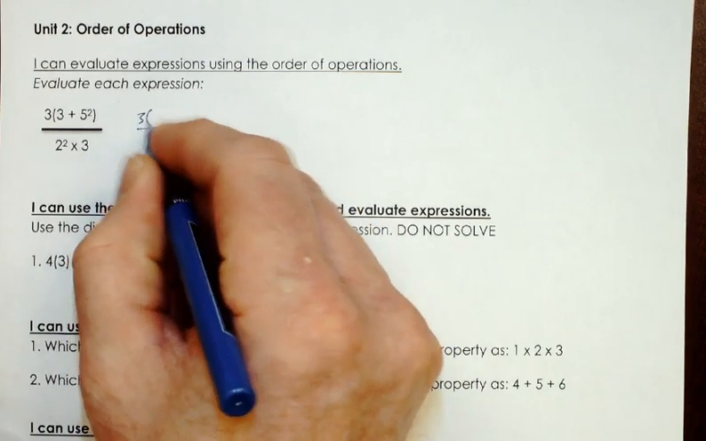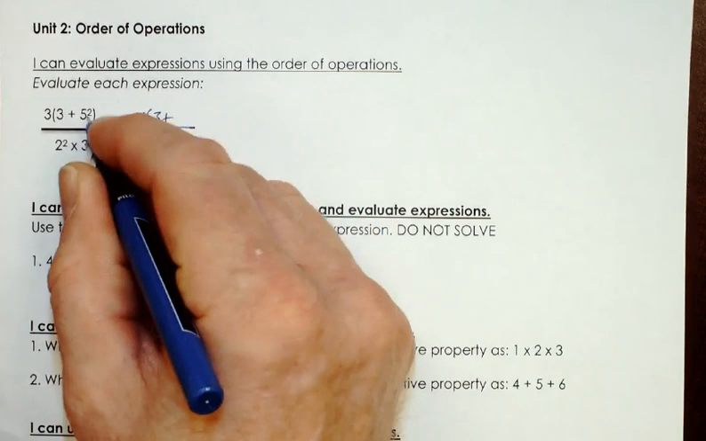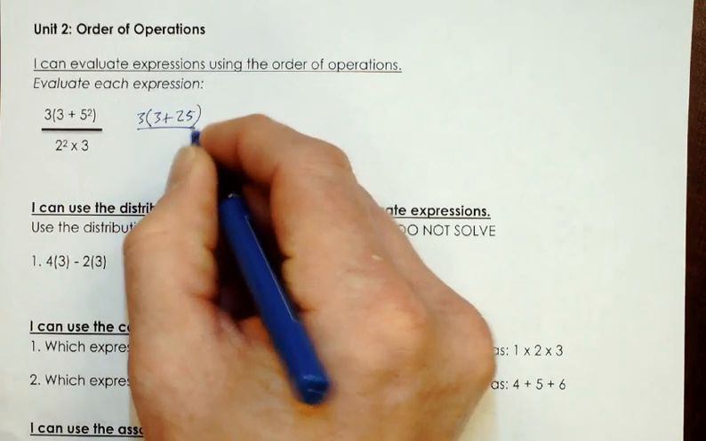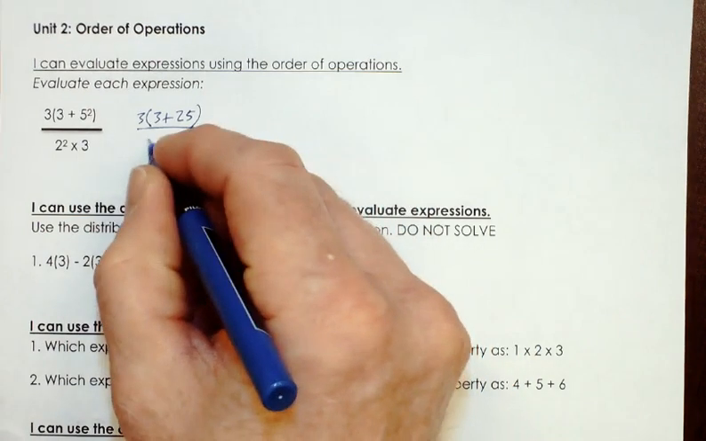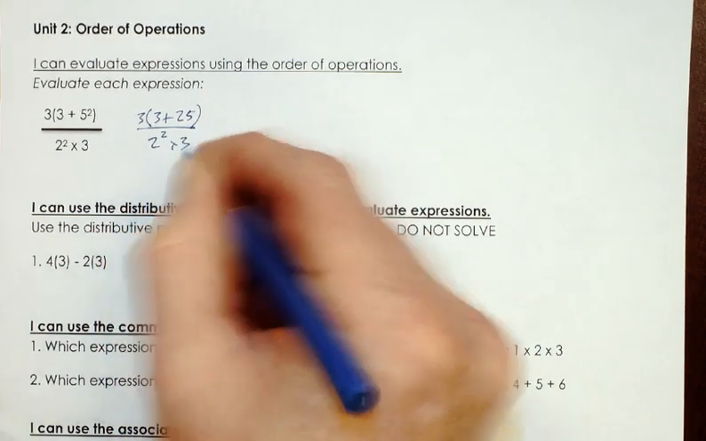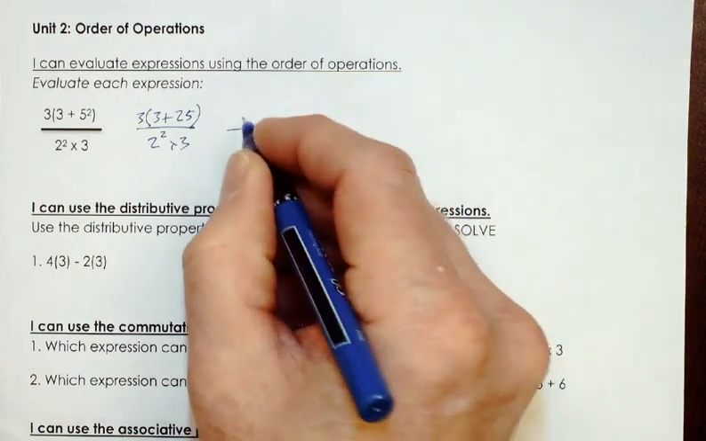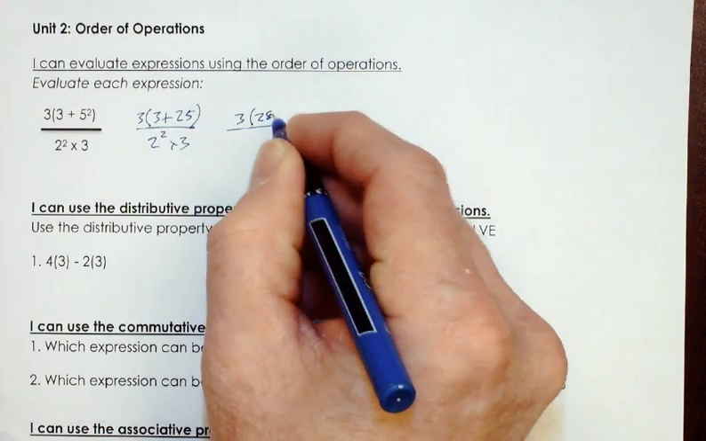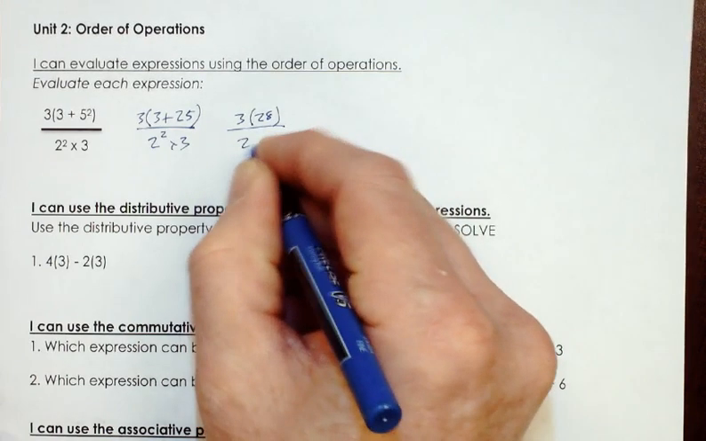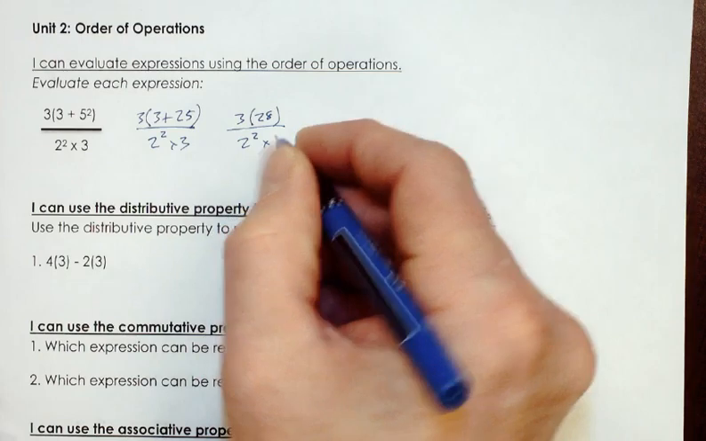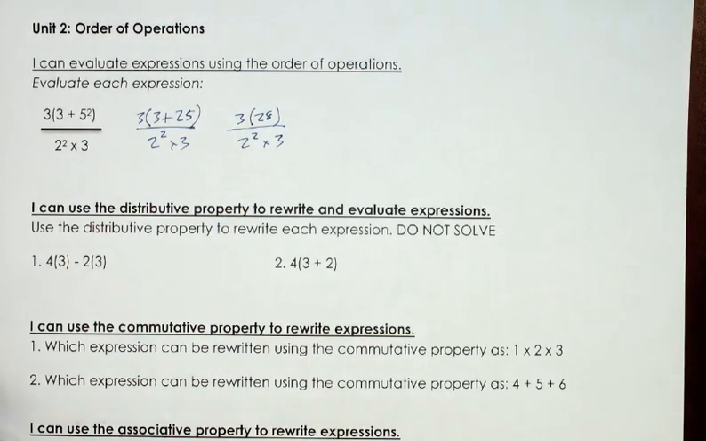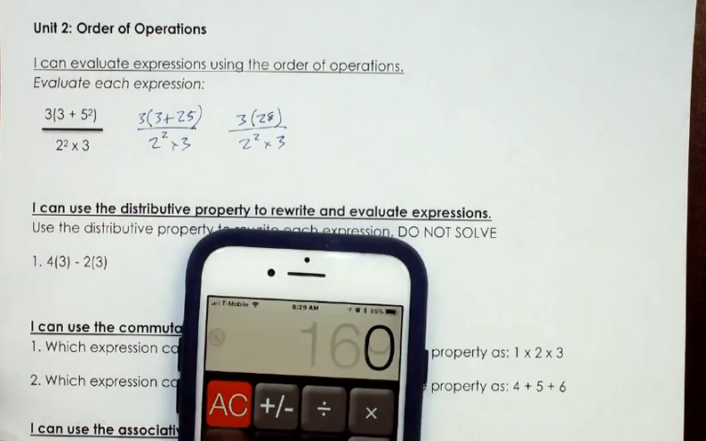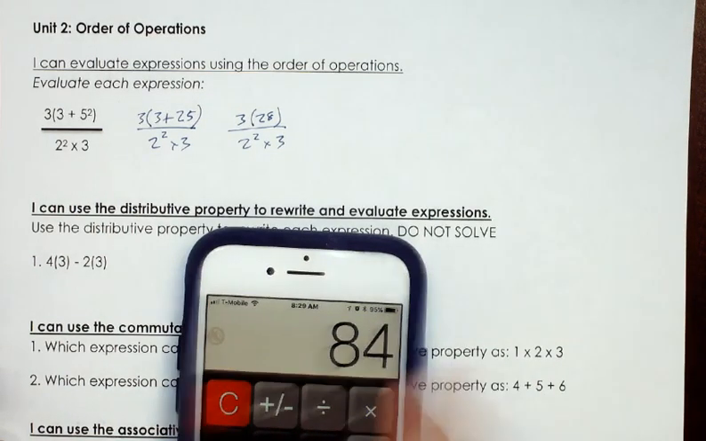We have to go inside the parentheses, so it's going to be 3 plus, and that is not 10, that's 5 squared, so that's 25. Put our parentheses back, we still have 2 squared times 3 on the bottom, so I'll just rewrite this. We'll do this step at a time. So now we have 3 times 28, and we have 2 squared times 3 on the bottom. Just pop that in here real quick. 3 times 28 gives us 84.